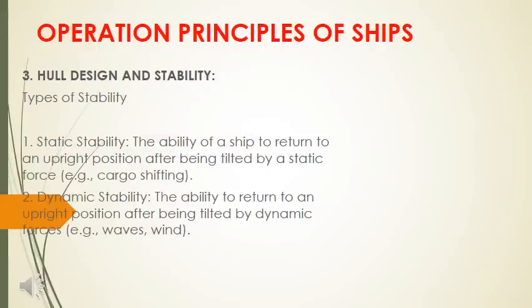Now let's consider some types of stability. We have static stability, we have dynamic stability. Static stability is the ability of a ship to return to an upright position after being tilted by a static force, such as cargo shifting. Dynamic stability is the ability of the ship to return to an upright position after being tilted by dynamic forces, such as waves and winds.